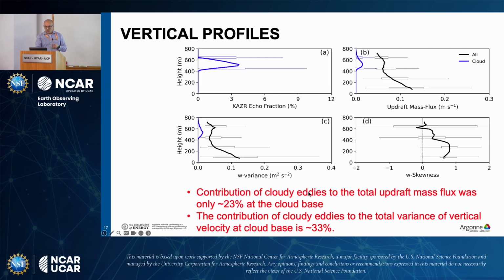And the same thing was true for the variance of vertical velocity. The contribution of cloudy eddies to the total variance of vertical velocity is about 33%, so really not that much. So this idea that the clouds are more dominant and turbulent than the clear air is really not holding true, at least for these shallow cumulus cases.